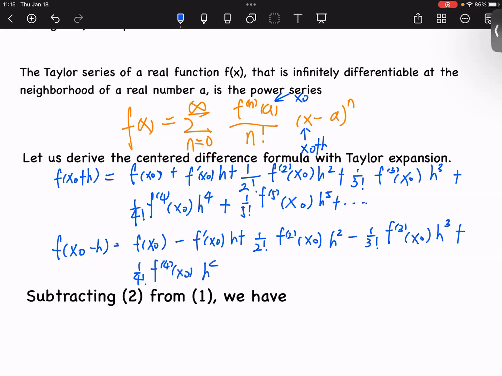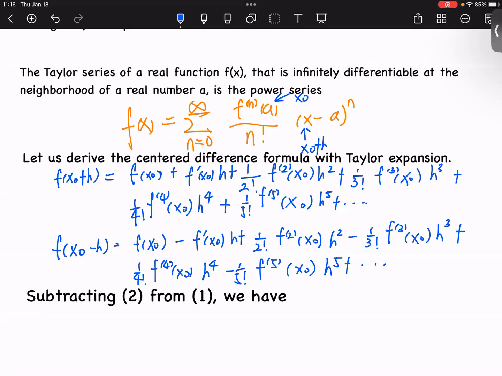And the fifth term is also, because this is an odd number, an odd order, we have the minus side here. And these are the Taylor expansions for these two terms.